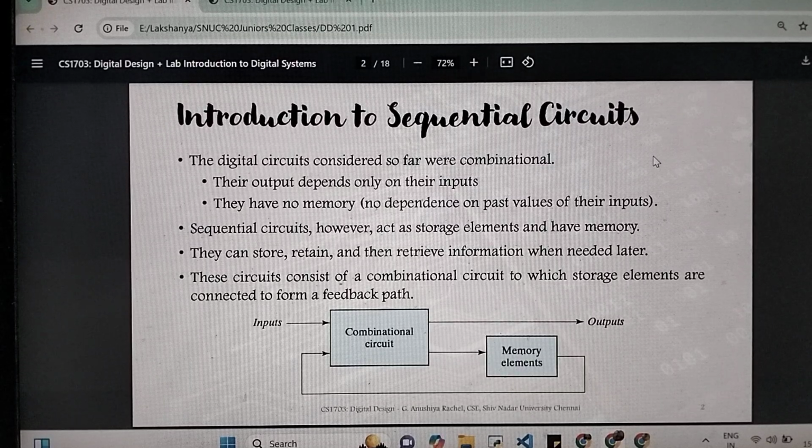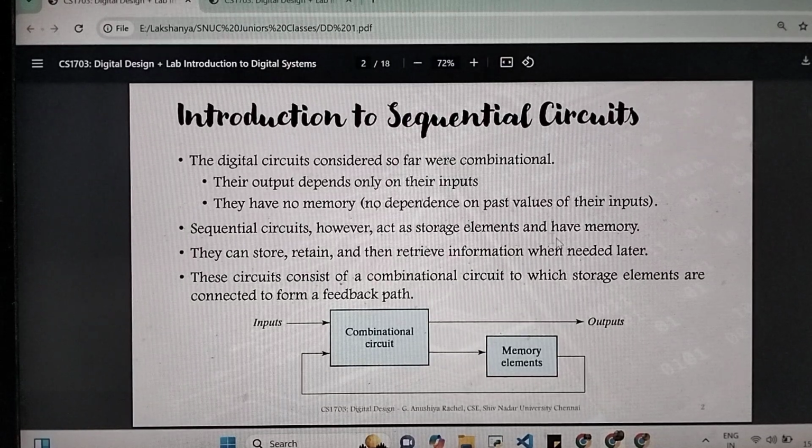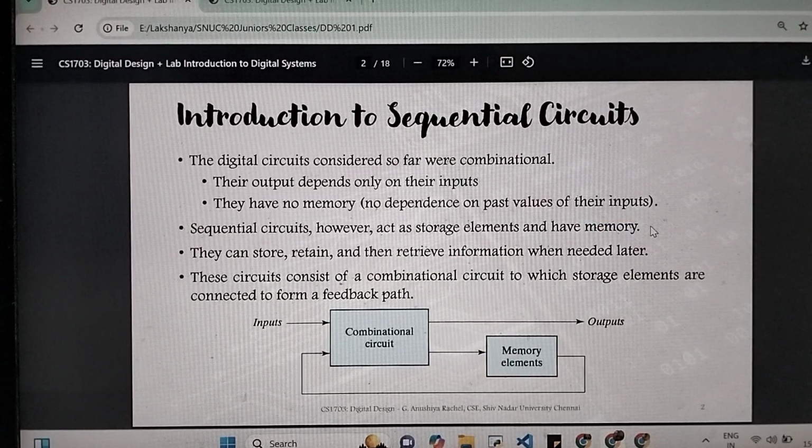So in these circuits, the output only depends on the input you provide. This is the input, this is the output. There is no dependence on what the previous set of inputs were. Whereas in sequential circuits, there is memory, meaning the previous state or the previous set of inputs also plays a role in determining what the next output will be.